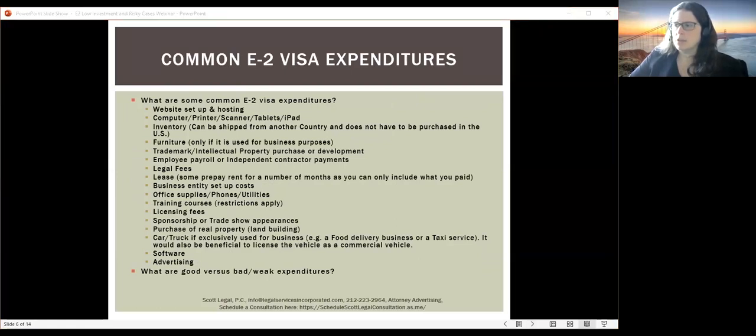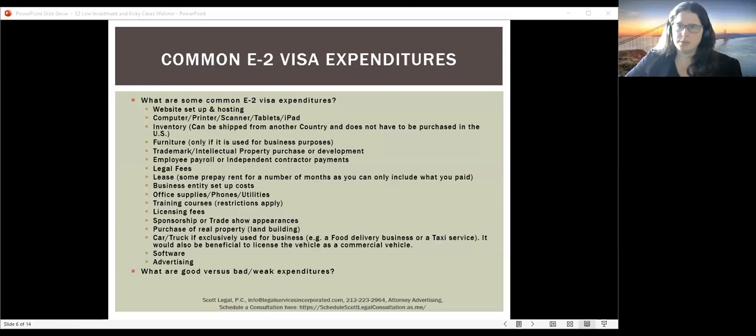All right, so let's talk about some common E-2 visa expenditures. There's a really good list here, a good thing to consider. Every company at this point really does need a website. It's also something that consular officers will look at. They will Google the applicant. They will Google the company name. They want to see what the website URL is, and see how developed it is.